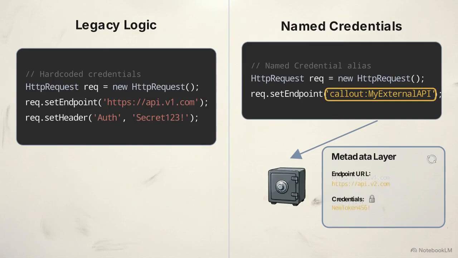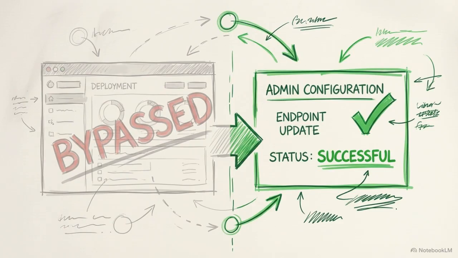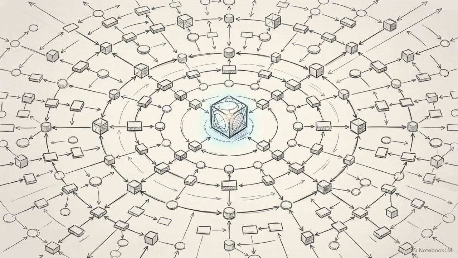When an external provider updates their base URL or requires a password rotation, the administrator updates the metadata configuration. The Apex code block remains completely untouched. Because the actual application logic has not changed, the update completely bypasses the standard code redeployment pipeline. Modifying that single metadata record scales instantly across the entire Salesforce org. Every single Apex class that references that specific callout alias is automatically routing to the new, secure endpoint.